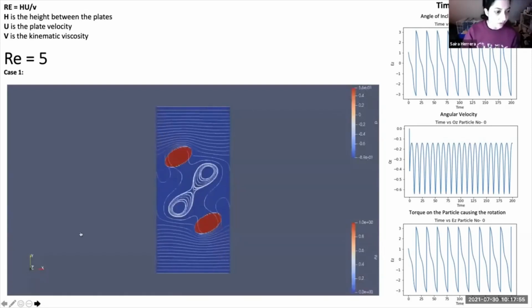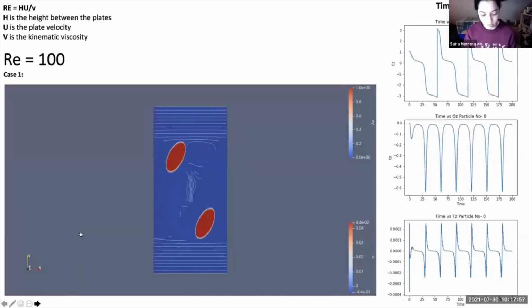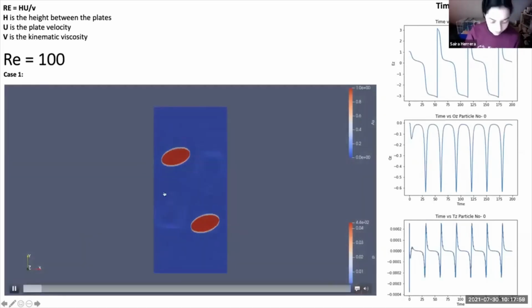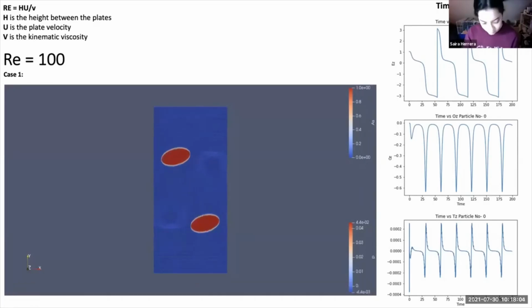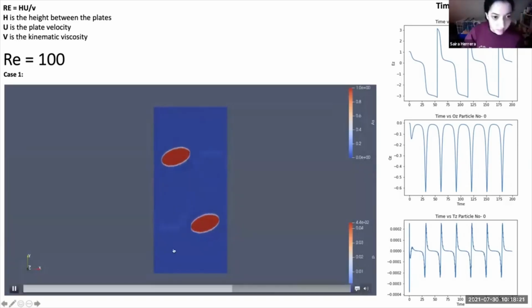So upon increasing the Reynolds number to 100, still focusing on the two ellipses interaction, we see a relaxation response. So for instance, when the ellipses are oriented horizontally, the angular velocity is very small, and it takes a long time for it to move. But once it starts moving, it reaches the vertical position very quickly and returns to the horizontal position. And once again, here our ellipses are in perfect sync, but we see that relaxation behavior.